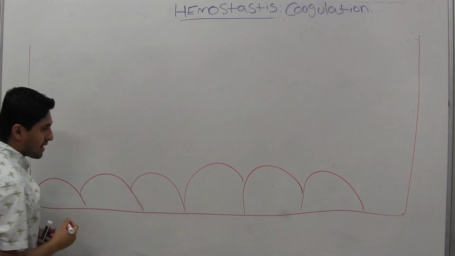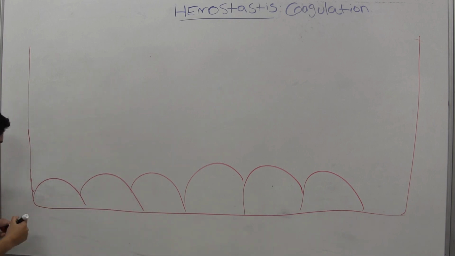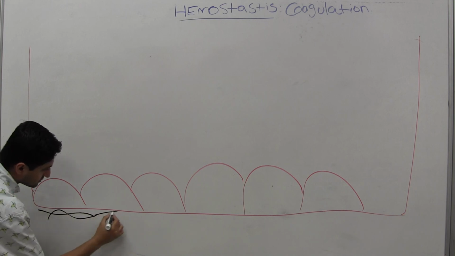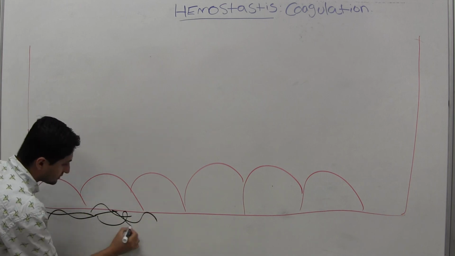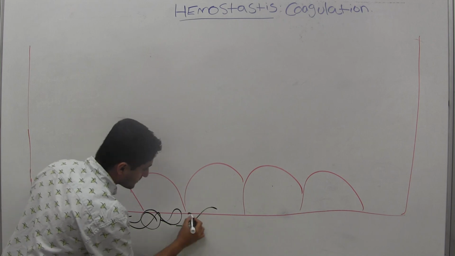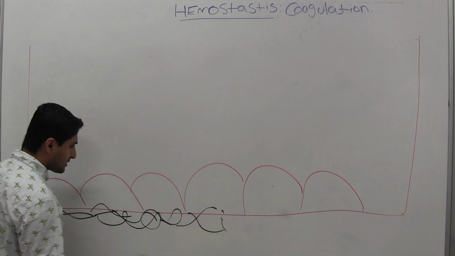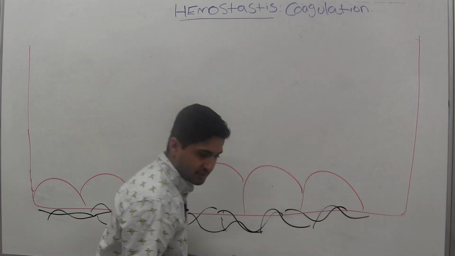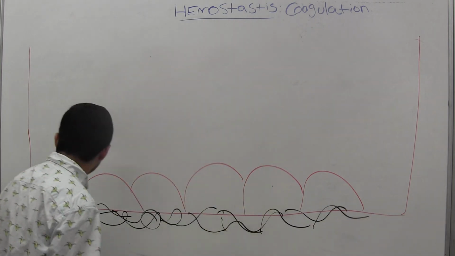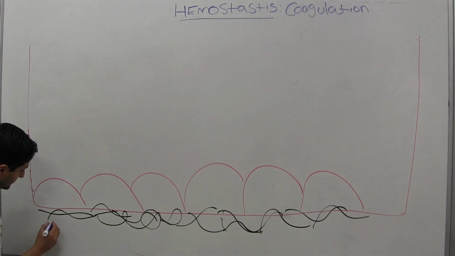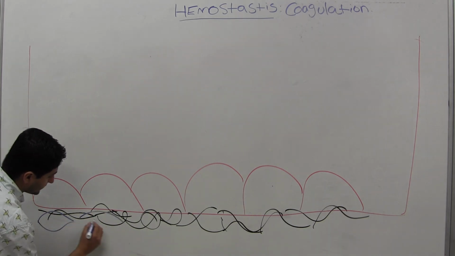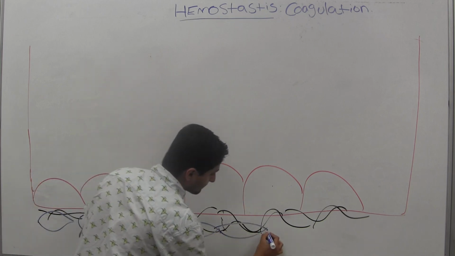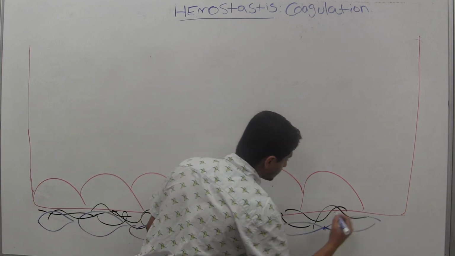Obviously, remember that there's going to be a basement lamina and collagen fibers here. Let me make all these collagen fibers like this, and all of them are going to be down there too. Obviously, I have to draw the smooth muscle cells here too. Let me make the smooth muscle cells more circular, right there.